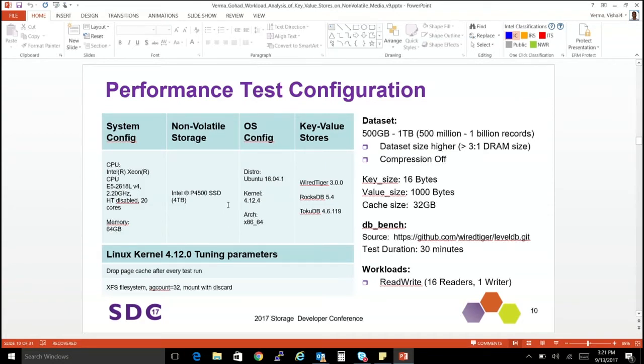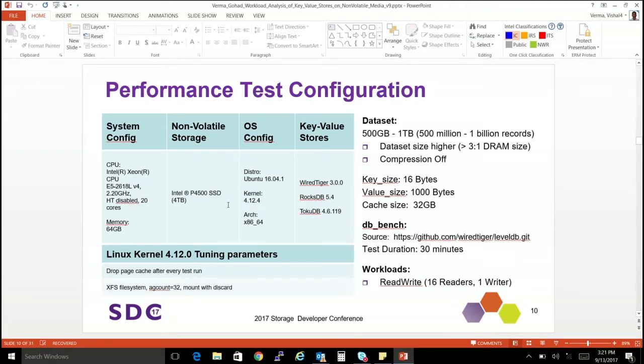We took a 3D NAND, Intel P4500, which is 4 terabytes, with a data set greater than the memory so that it actually does disk IOs. It's a common practice to choose a 3:1 ratio of data to DRAM size, where your data is not fitting in memory. Our memory was 64 gig and the data set was 500 gig, so it gets stored in the non-volatile media, and we'll see how it behaves when it does IOs, read and write.